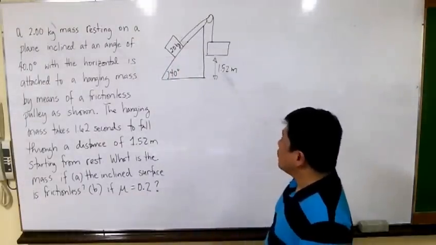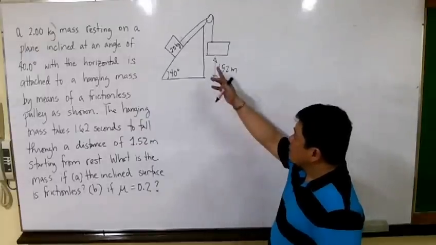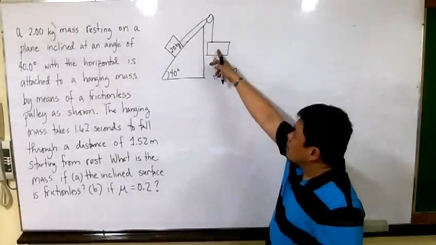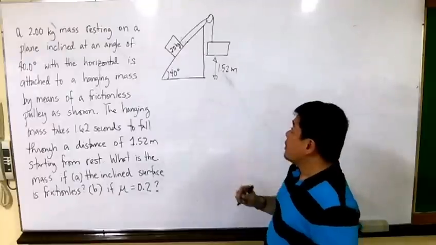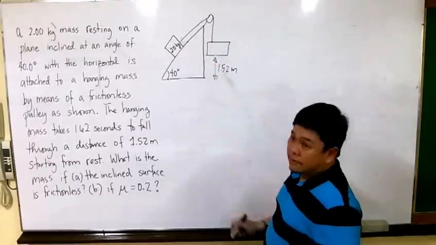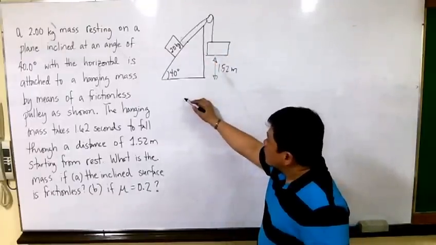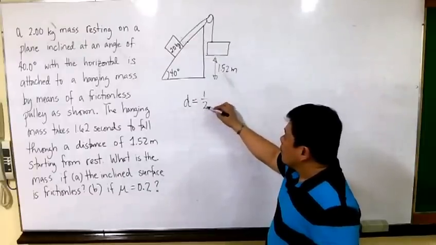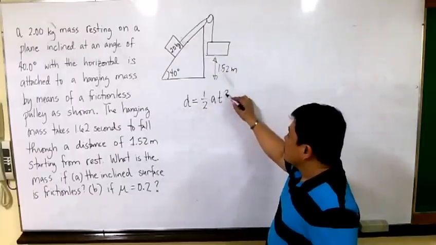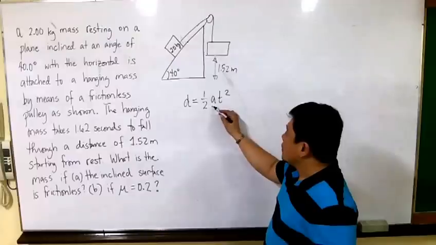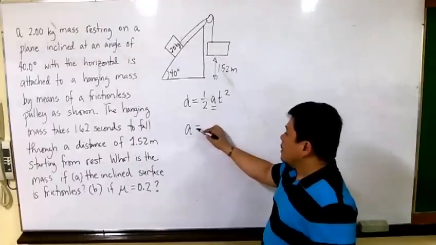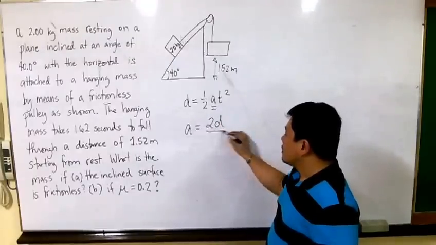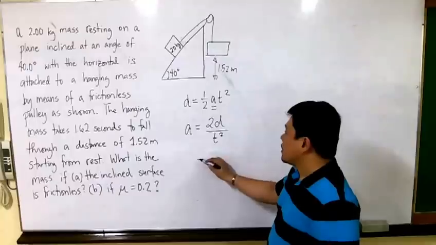Okay? Now to solve for the mass of this hanging block, we need to find out the acceleration of these two blocks. To solve for that, we make use of this equation: d is equal to 1/2 a t squared. We are solving for a. So a is equal to 2d divided by t squared.